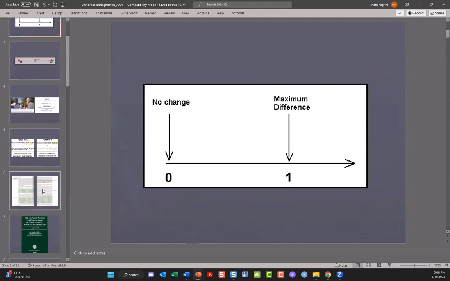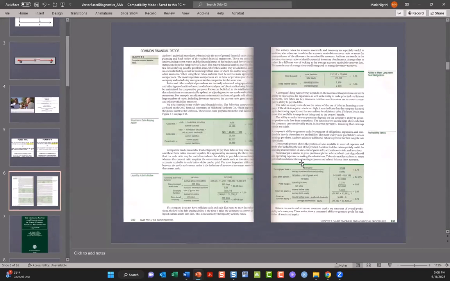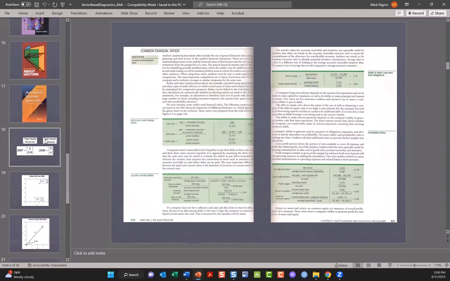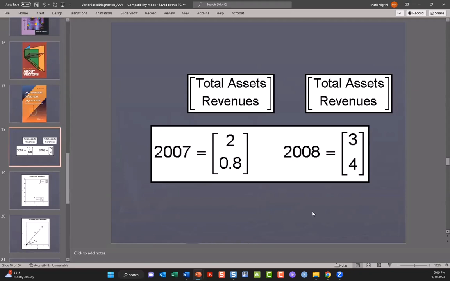We have lots of financial ratios. This is just an extract from an auditing book. You can see we have liquidity, profitability, all sorts of ratios. And I just wanted to end up with 1 ratio that says the whole picture, how much things have changed. To do that, I had to employ the concept of vectors. Anybody, does the word vector ring a bell? Does the word Pavlov ring a bell?